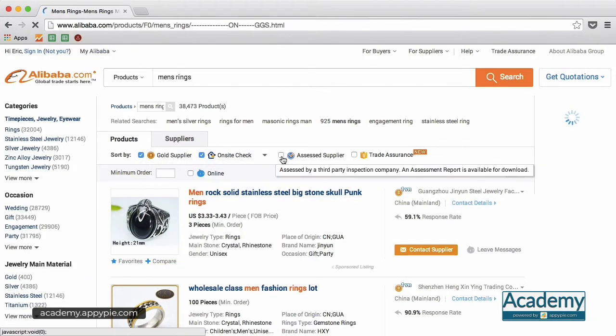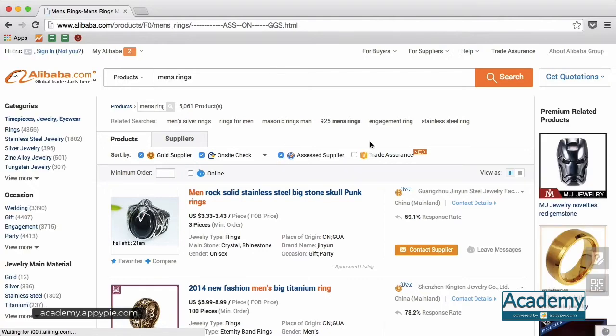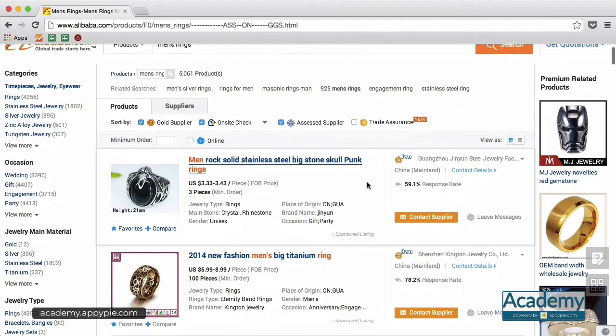and check assess suppliers. And this really just helps us make sure we're dealing with credible suppliers. So that doesn't mean that all these suppliers are really great necessarily, but it does mean that they have been checked for quality and they meet certain criteria.